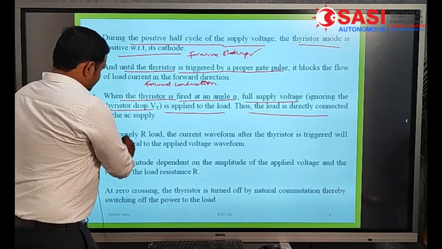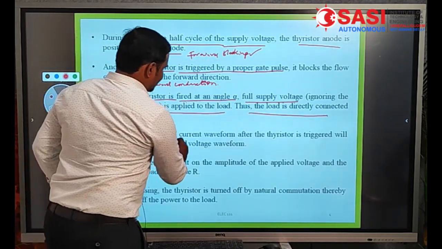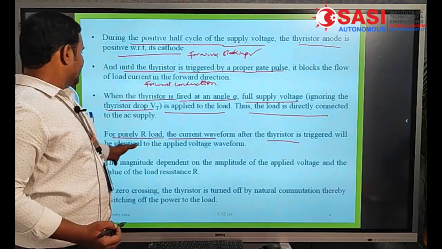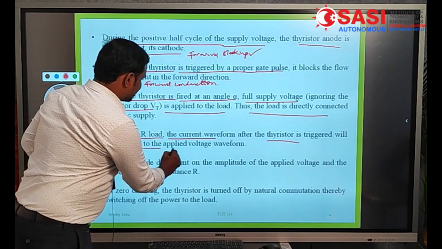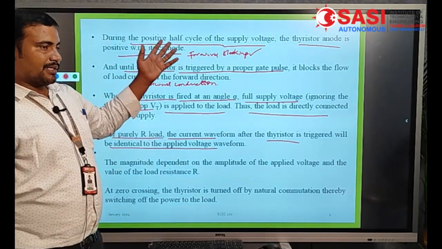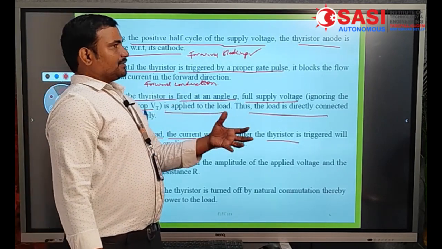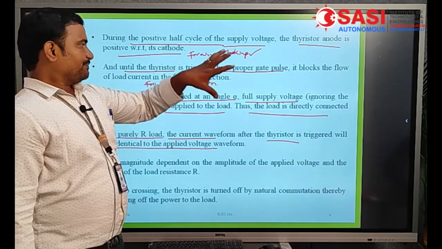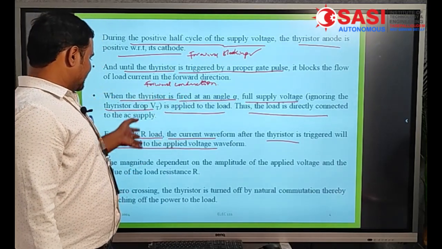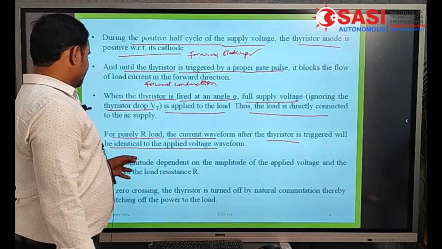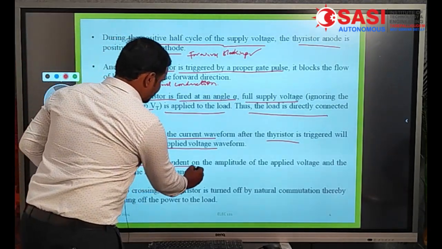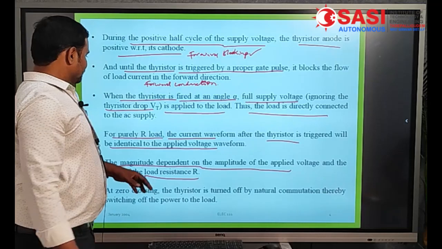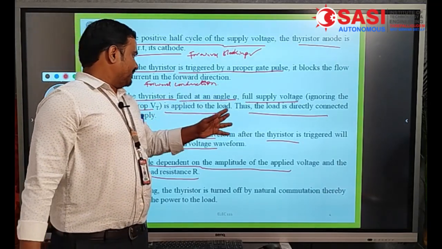For the pure resistive load, the current waveform after the thyristor is triggered will be identical to the voltage waveform. The same pattern will be followed with respect to the voltage. That means maybe the magnitude of the current is somewhat different or less, but it will be in phase with the voltage because of the pure resistive load in the circuit. So the magnitude depends on the amplitude of the applied voltage and the load resistance. That determines the amount of current that appears in the output waveform of the circuit.